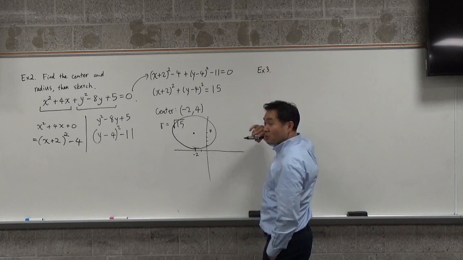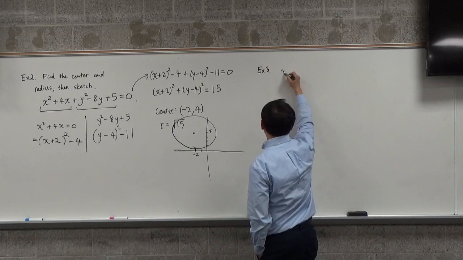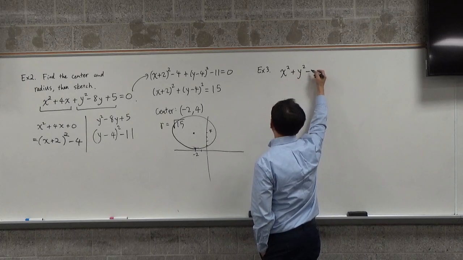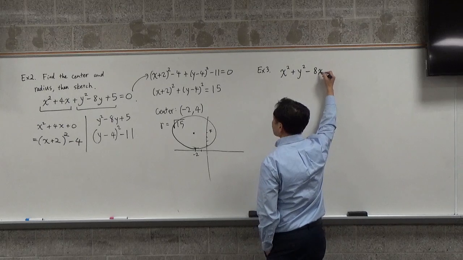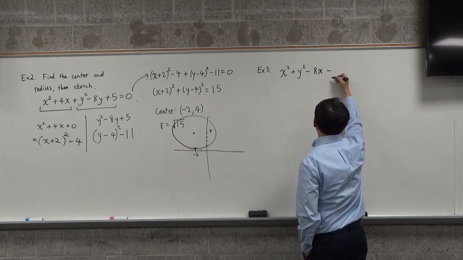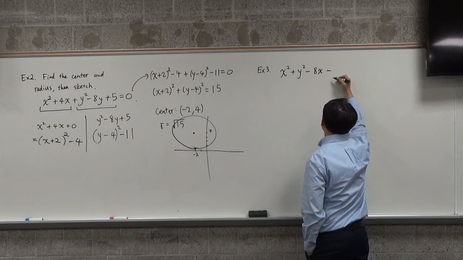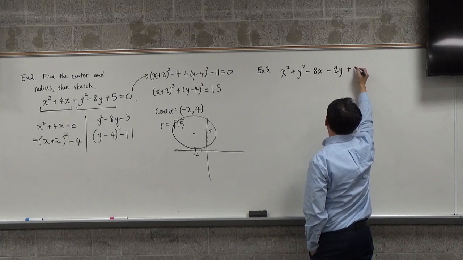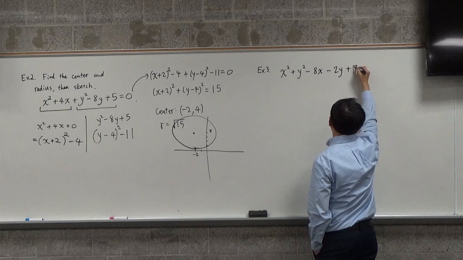Okay, so now it's your turn to try. Do the same thing for the following: x squared plus y squared minus 8x minus 2y plus 7.